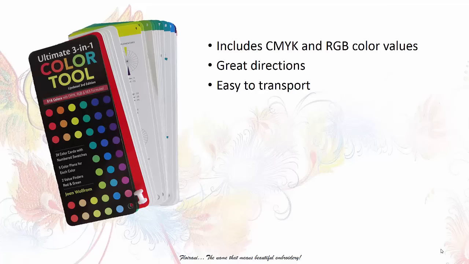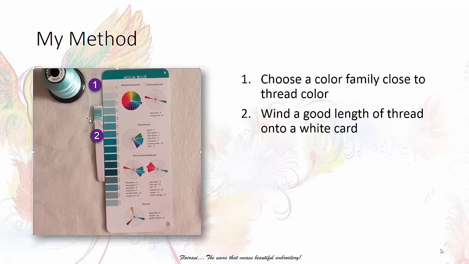Now, what you'll see in this is that it comes with a screw, and I've taken the screw apart so that I can fan out my colors. There's 24 different color chips, and I can fan those out and really use those for accurate color selection. This is my method for creating my custom color chart.